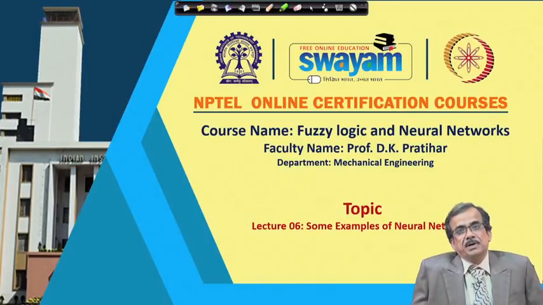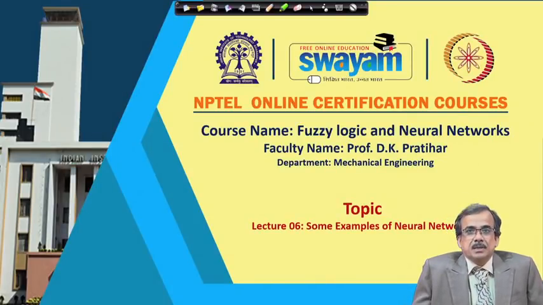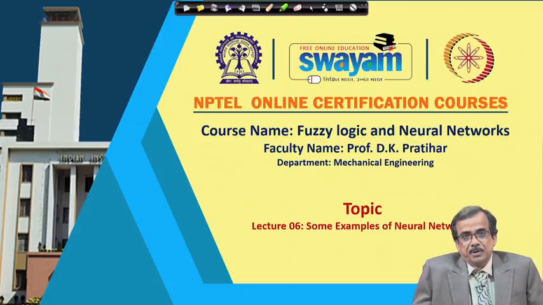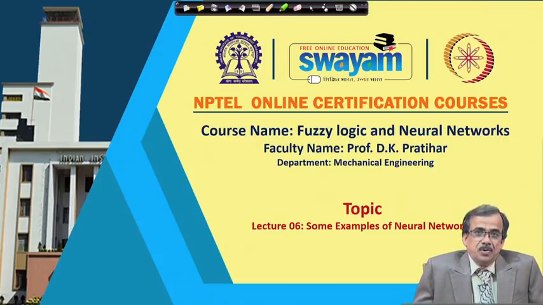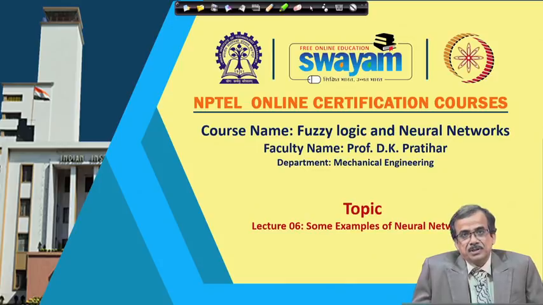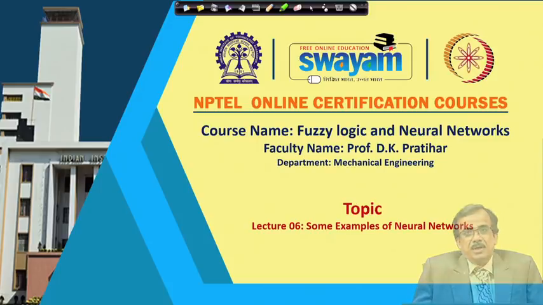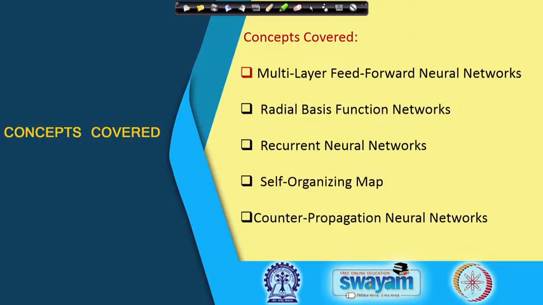Some examples of artificial neural networks. Now, we have seen how to design an artificial neuron by copying the principle of a biological neuron. We have also discussed how to form a layer of neurons, and we have also seen how to design a particular structure of artificial neural networks.